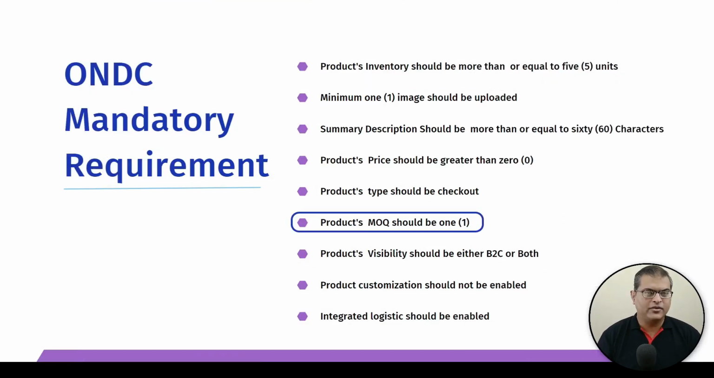The next ONDC mandatory requirement is to ensure that the minimum order quantity specified in all your products is 1 and not greater than 1. Yes, it is important that you should ensure that the minimum order quantity should be equal to 1. If it is greater than 1, then your products will not be displayed on ONDC. Now let's quickly check how can you ensure that the minimum order quantity of the product is equal to 1.